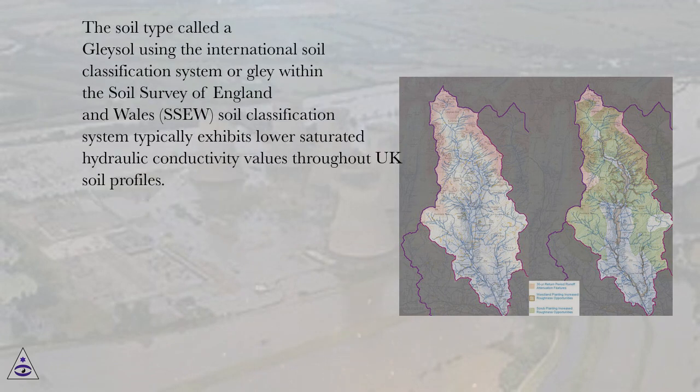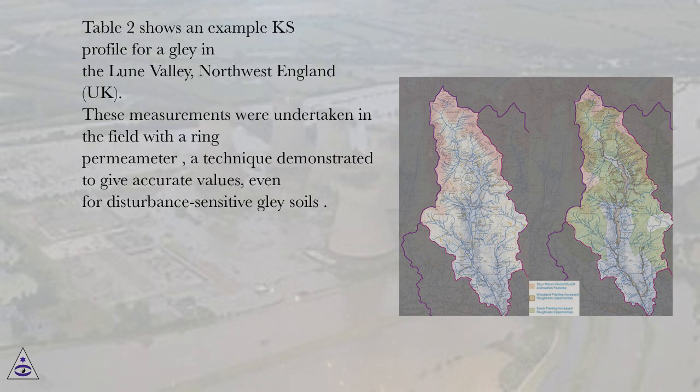The soil type called a Gleysol using the International Soil Classification System, or Gley within the Soil Survey of England and Wales, SSEW, soil classification system, typically exhibits lower saturated hydraulic conductivity values throughout UK soil profiles. Table 2 shows an example Ks profile for a gley in the Lune Valley, northwest England, UK.